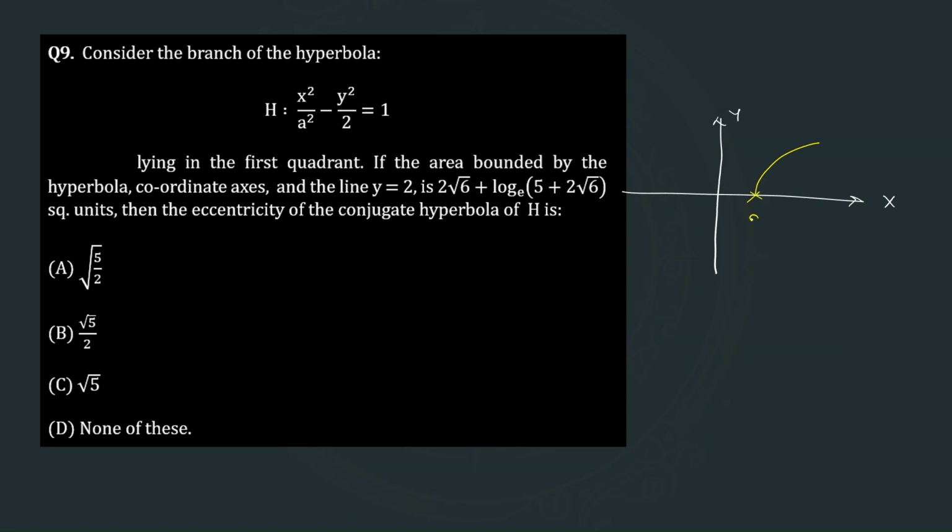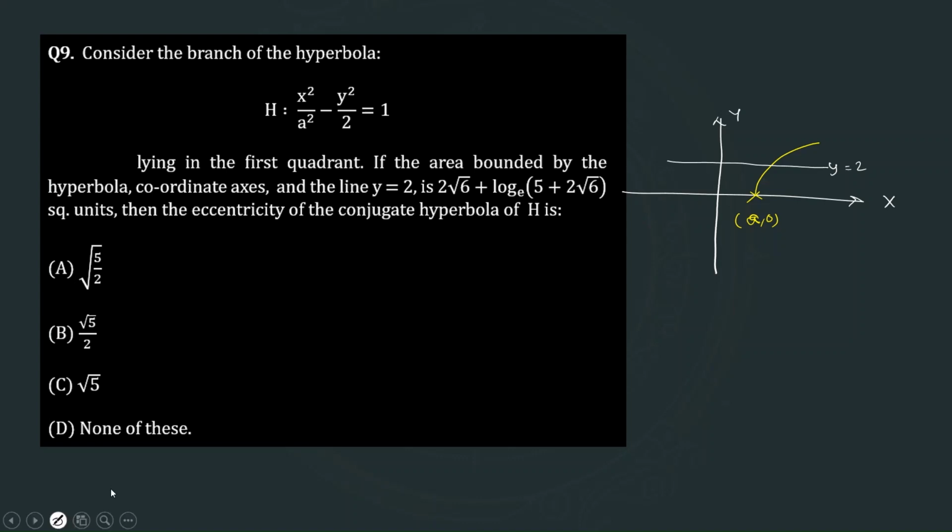This is the point a comma 0. If the area bounded by the hyperbola, coordinate axis and the line y equal to 2 is this, then the eccentricity of the conjugate hyperbola of H is what? So we know, to find the eccentricity of the conjugate hyperbola, we have to find the eccentricity of this hyperbola H first. For that, we have to find the value of this a. So a we can find using this information. So let us say this is the line y equal to 2 here.